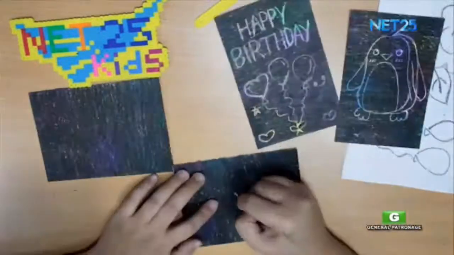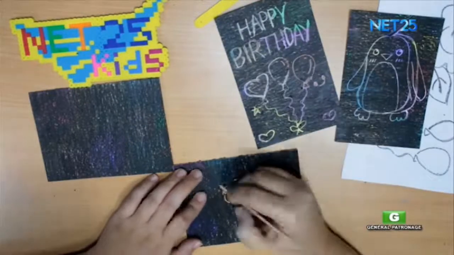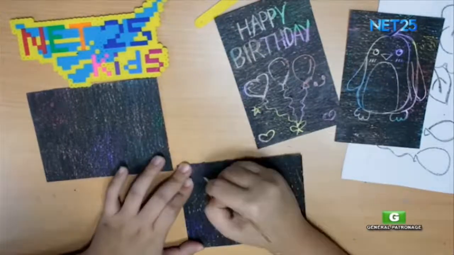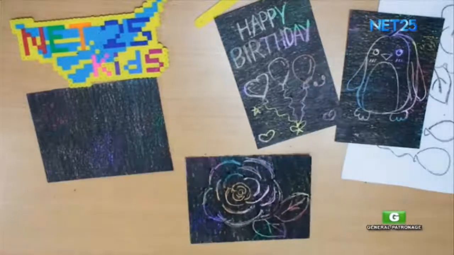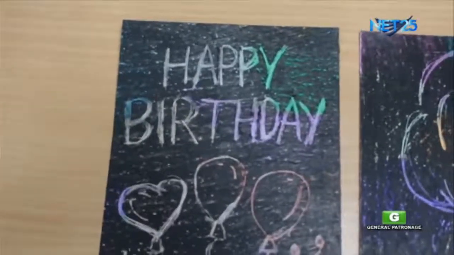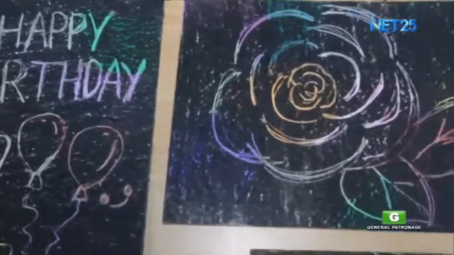Finish your drawing and brush off excess crayon that was removed from the sheet. There you have it, your DIY crayon etched art.